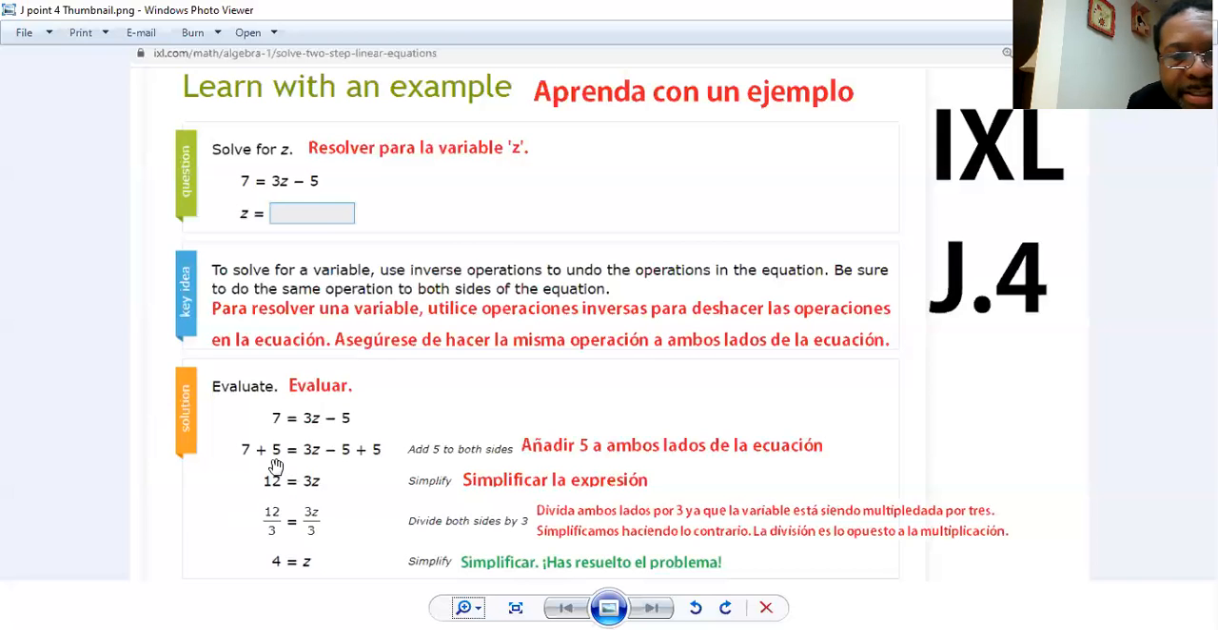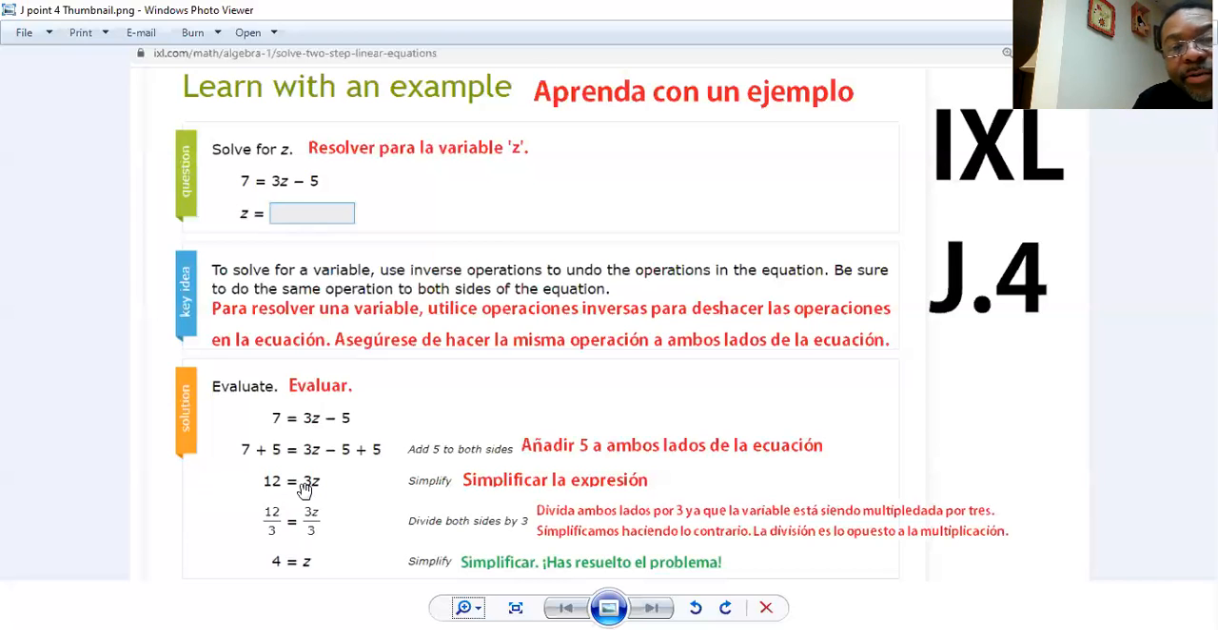All right, 7 plus 5 equals 12. Negative 5 plus 5 is 0, so you don't have to write it. Perfect. So now we have 12 equals 3Z. And 3Z is really 3 times Z.